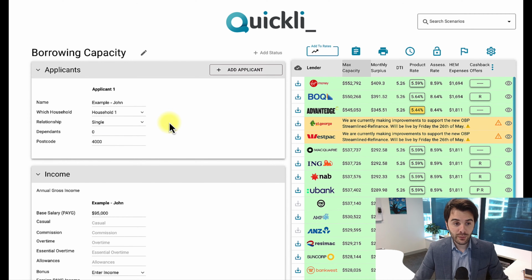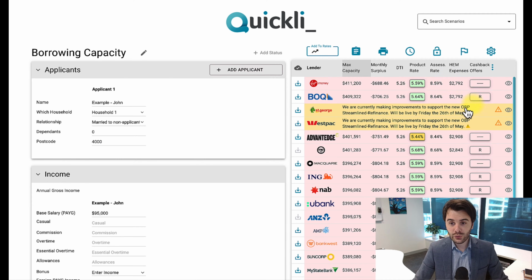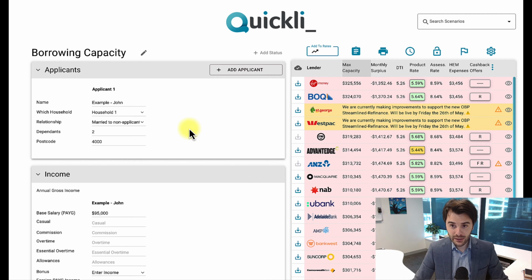Essentially, they will determine what your living expenses are based on the number of kids and your relationship status. So as we can see here for this example with John, as a single applicant, his living expenses are around that $1,700 mark, but as a couple, that'll actually increase to closer to $2,800. Now, if John and his partner had any children, that would also increase it to $3,400. Essentially, the higher your living expenses are, the lower your borrowing capacity is.